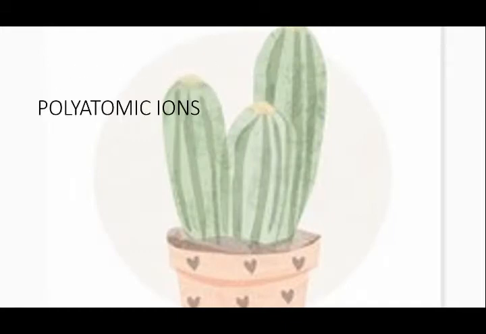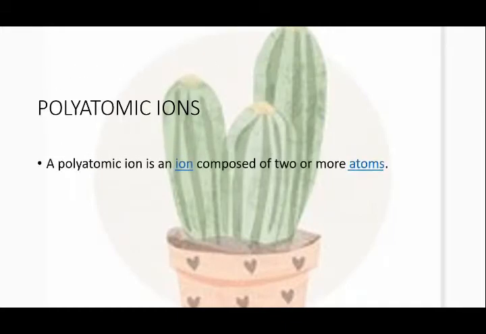Now, let's see what polyatomic ions are. The word poly refers to 2 or more, while atomic means atoms. So, a polyatomic ion is a group of atoms, usually of different elements, that consist of non-metal atoms such as phosphorus, carbon, nitrogen, sulfur, and oxygen that act as a single ion.